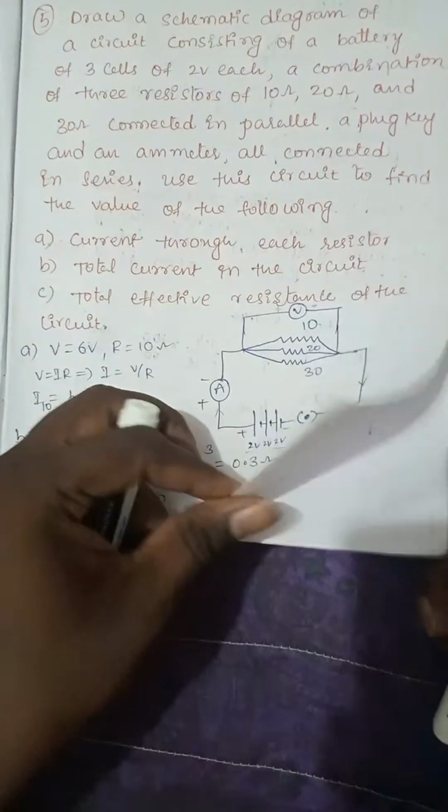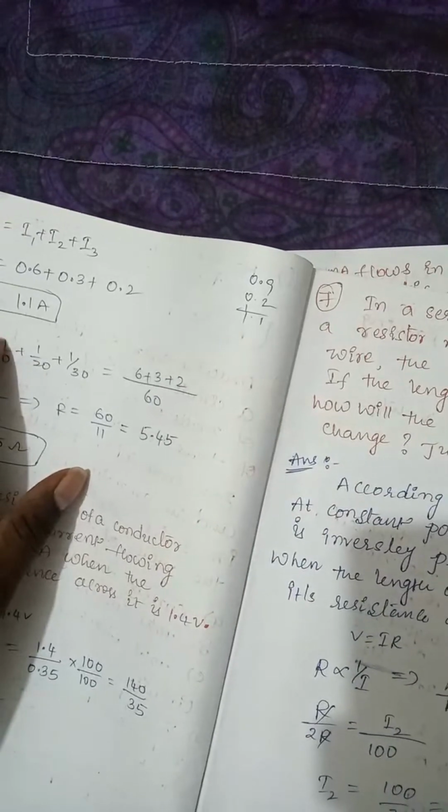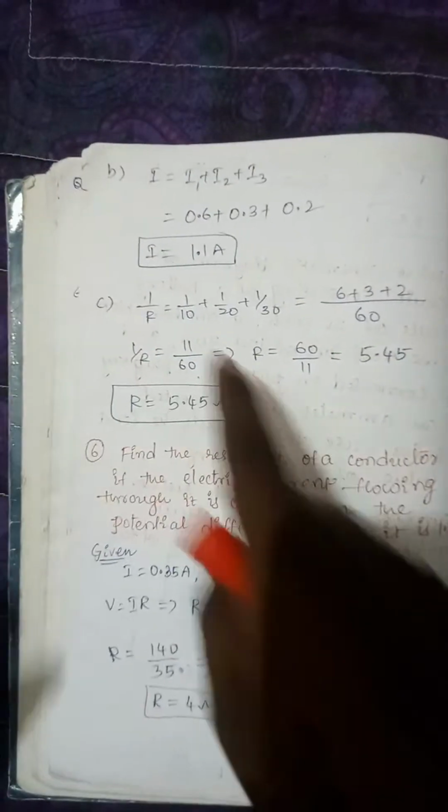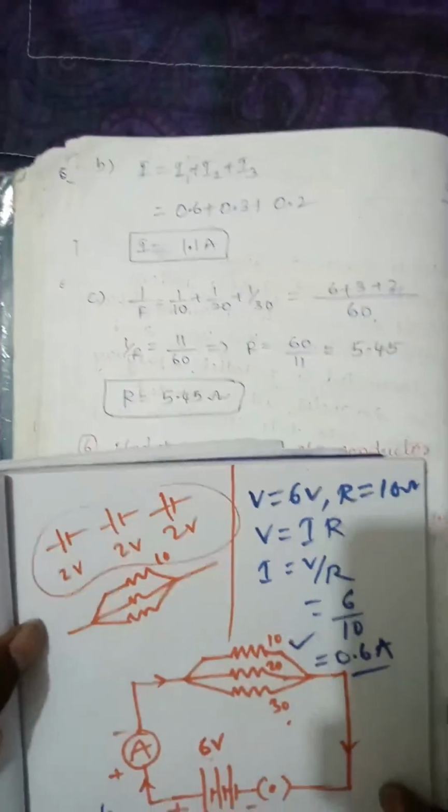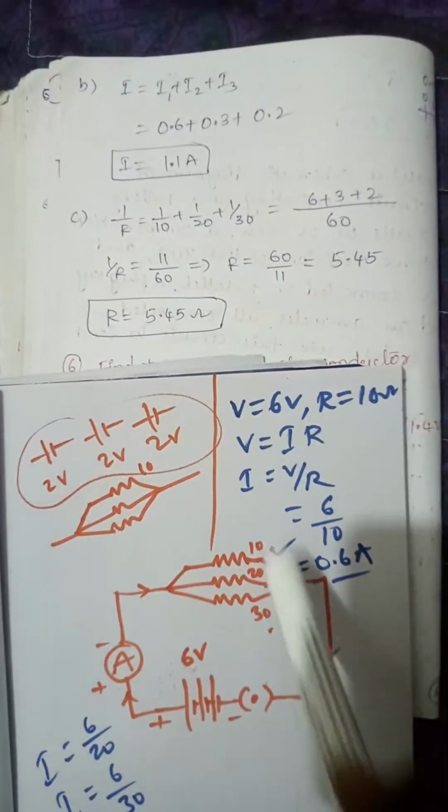So we'll see if 1.1 is the answer or not. Yes, 1.1 is the answer. And effective resistance also we have to find out. Here, for effective resistance, you see this circuit diagram.